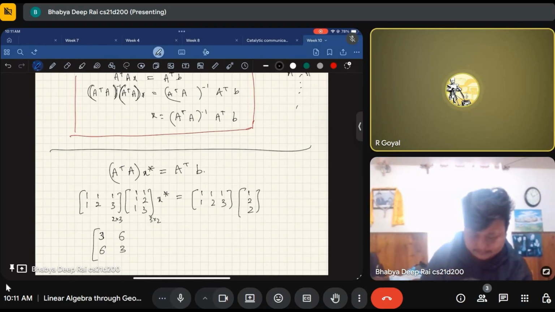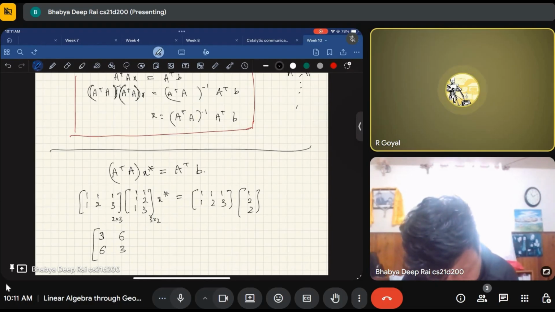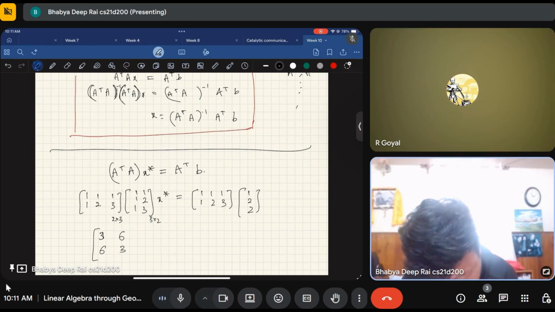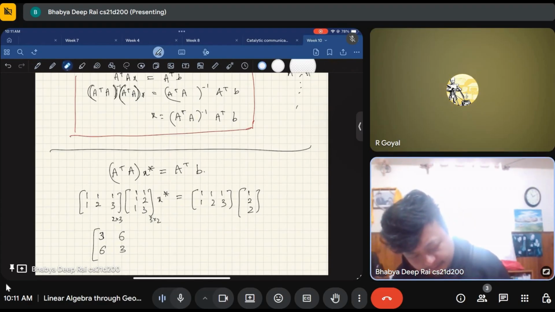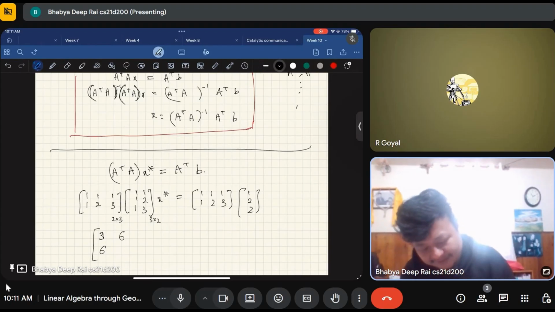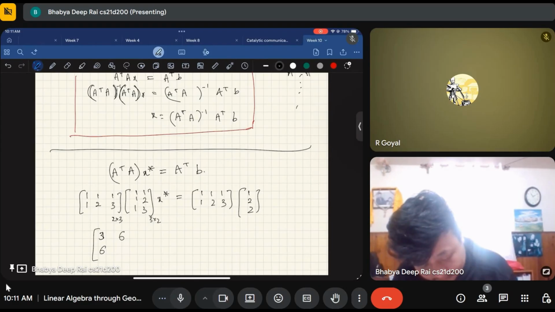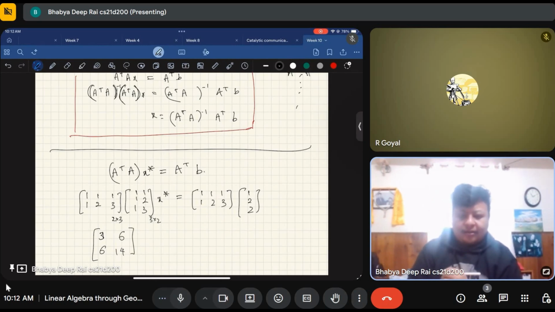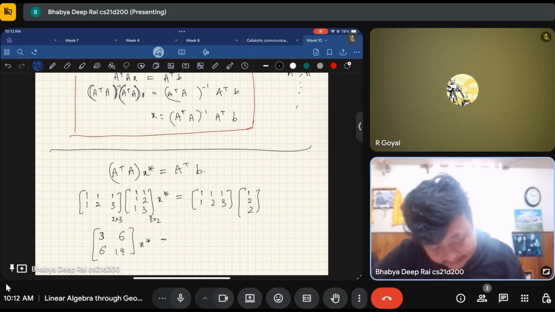First row, first column, then the second column would differ. That value would be 1 plus 4 plus 9, which is 14. Wait, shouldn't this be larger? The last value would be 14, the remaining one. That's right, the values are correct. So 14 times X star is equal to.